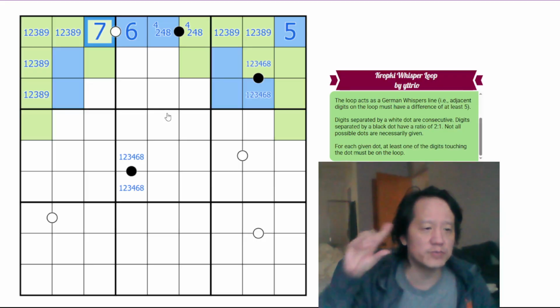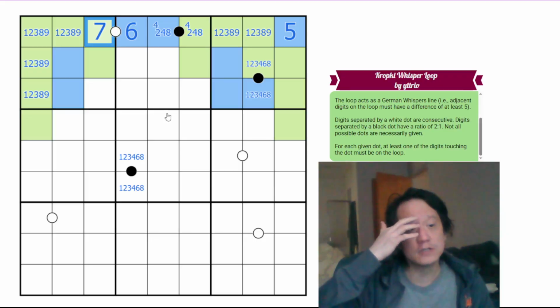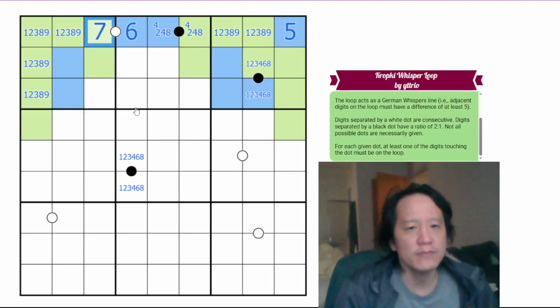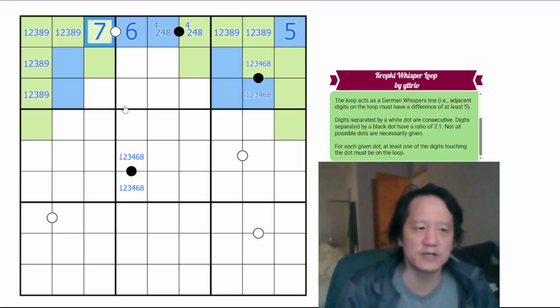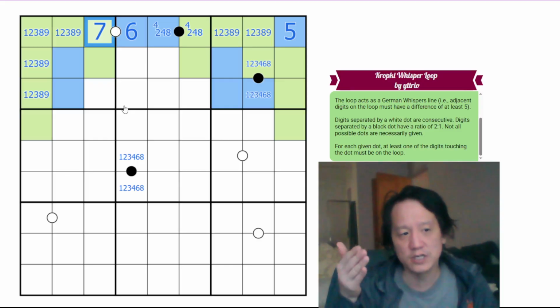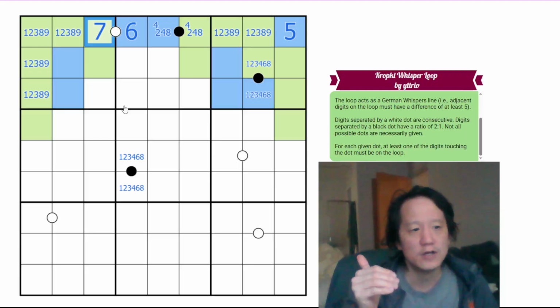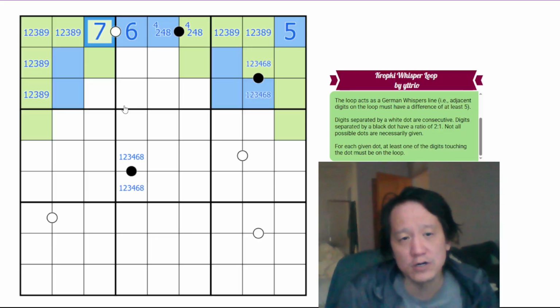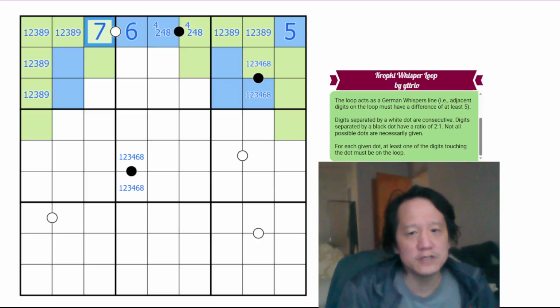you'll always alternate between high digits and low digits, because what digits are 5 or more away from 6, 7, 8, 9? 6 can be next to 1, 7 can be next to 1 or 2, 8 can be next to 1, 2, or 3, 9 can be next to 1 through 4, which are all low digits. A low digit can be next to a high digit: 4 can be next to 9, 3 can be next to 8 or 9, 2 can be next to 7 through 9, and 1 can be next to 6 through 9, which are all high digits. So this is a high digit.